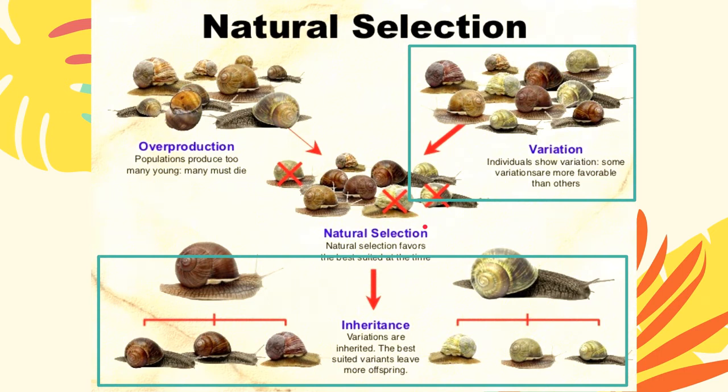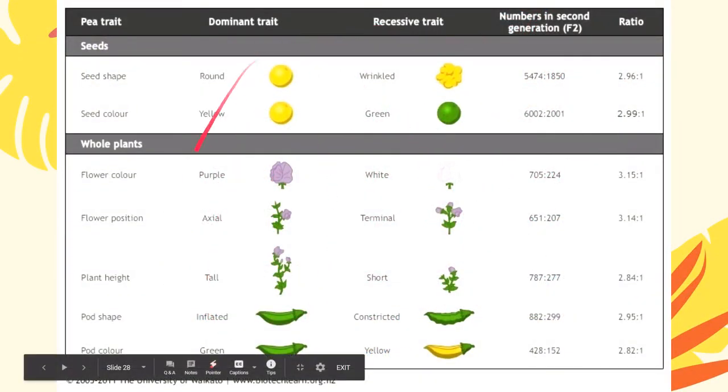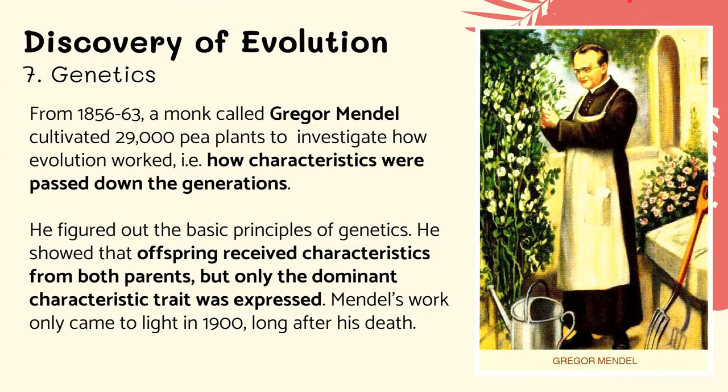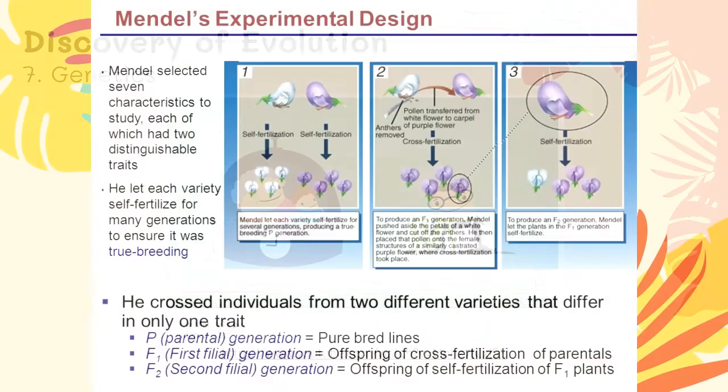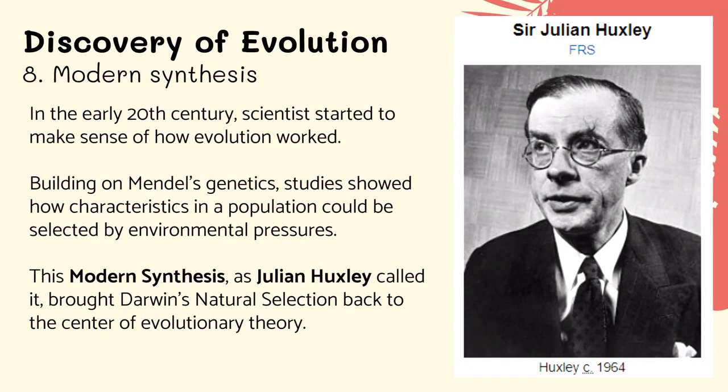That's where Mendel's work comes in. He was able to explain why there are variations within a population. He was able to explain how traits were inherited. During the time of Mendel, 1856 to 1863, he did not yet know the application of his work. Only through time, through the work of future scientists and thinkers, were they able to combine the ideas of Darwin and Mendel to come up with a more holistic explanation about evolution. That's what we call the modern synthesis of evolution. So in the early 20th century, scientists started to make sense of how evolution works.